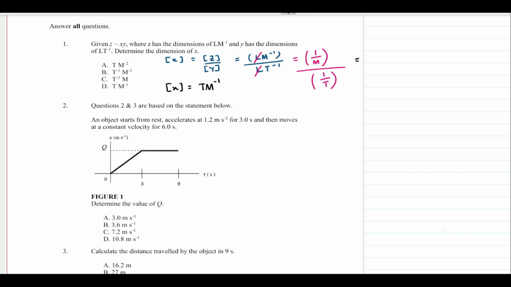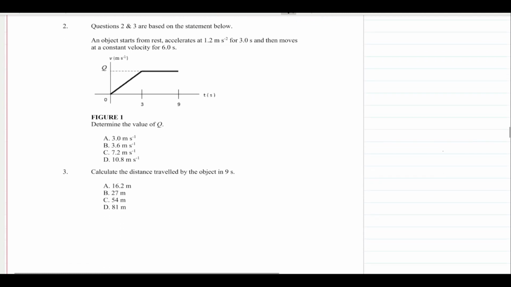Dia akan jadi 1 over M. Okay. Bahagi 1 over T. Bahagi 1 over T iaitu darab T lah. So kita akan dapat T over M ataupun T-M-1. Okay, so this is the answer for question number 1. So the answer is D. Okay, and then let's proceed to the second one.